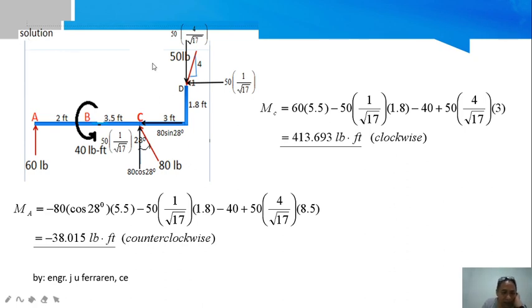If all the moments of the forces are considered, the net effect is to produce a rotation which is clockwise. So that is the moment of the force.